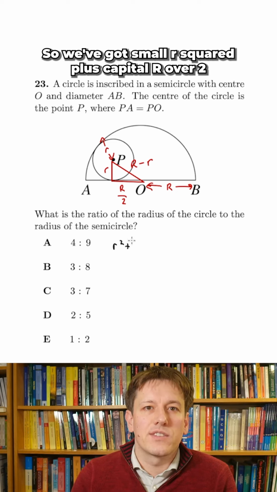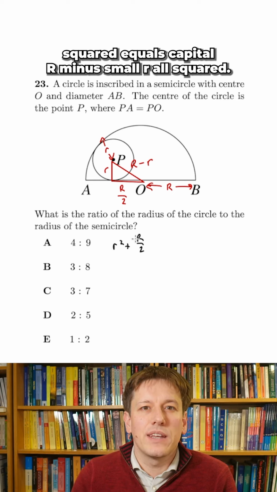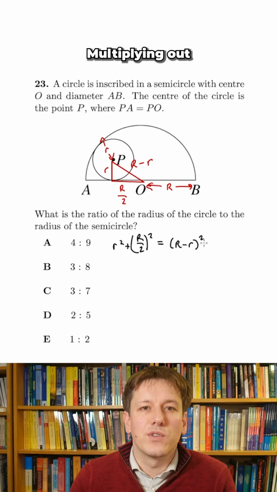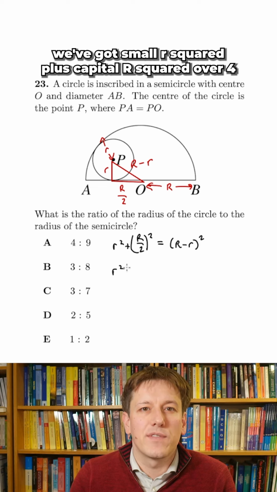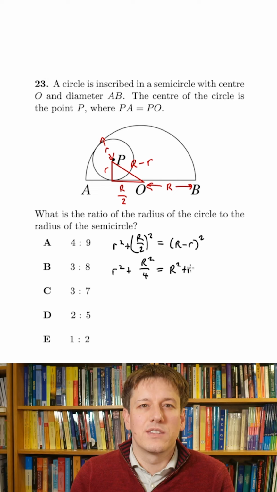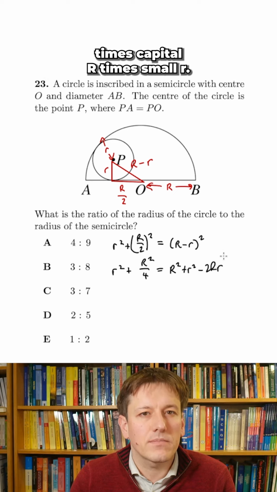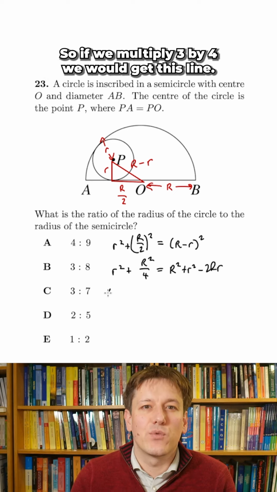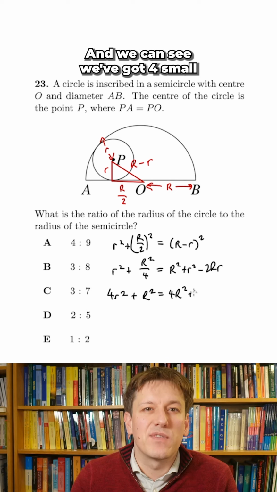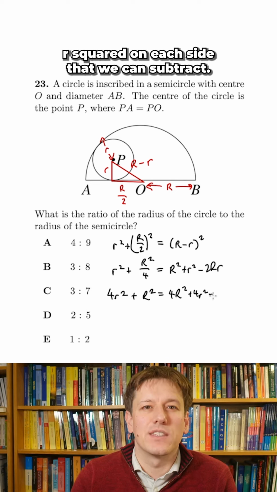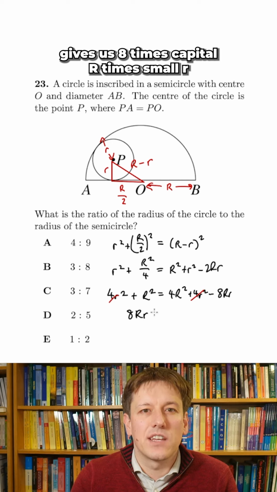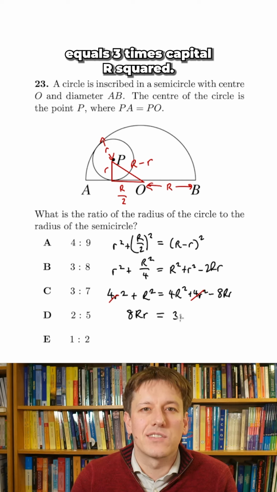So we've got small r squared plus capital R over 2 squared equals capital R minus small r all squared. Multiplying out, we've got small r squared plus capital R squared over 4 equals capital R squared plus small r squared minus 2 times capital R times small r. We've got fractions here, so if we multiply through by 4, we would get this line, and we can see we've got a 4 small r squared on each side that we can subtract, and doing a little rearrangement gives us 8 times capital R times small r equals 3 times capital R squared.